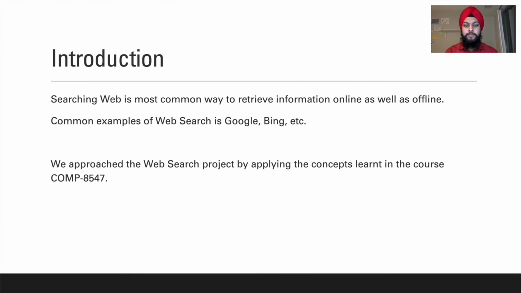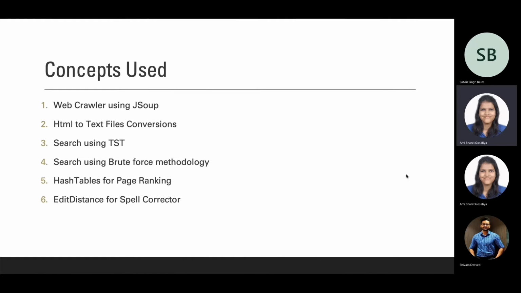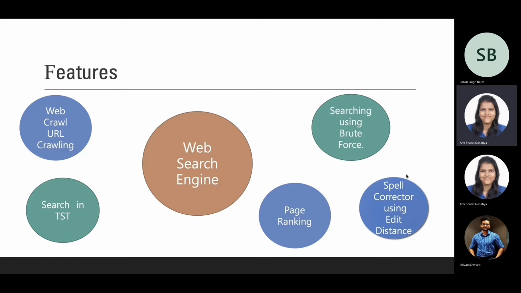We approached the web search engine project by applying the concepts learned in the course COMP-8547. The concepts used are web crawler using JSON, HTML to text file conversions, search using TST, search using brute force methodology, hash tables for page ranking, and edit distance for spell corrector. Our features in the web search engine are web crawler, which is URL crawling, search in TST, page ranking and searching using brute force, and spell corrector using edit distance.